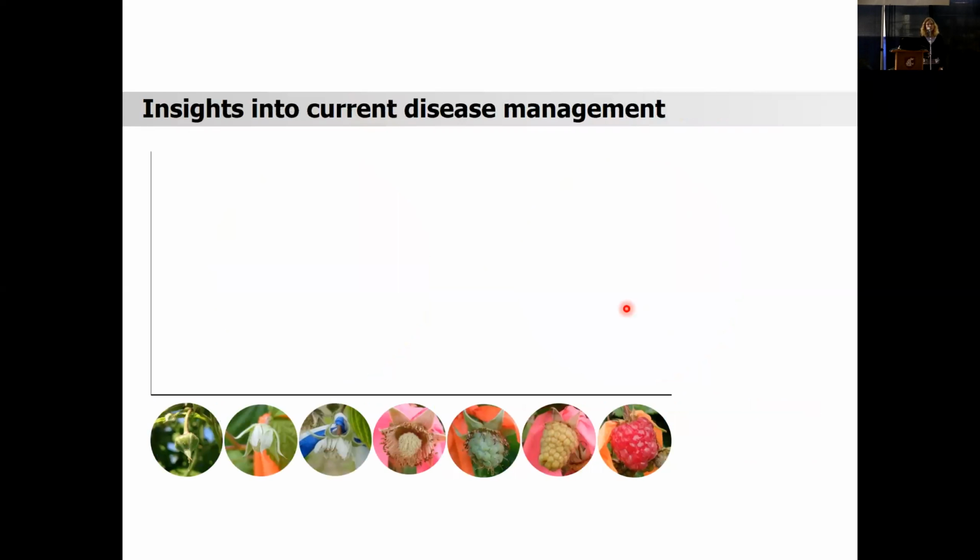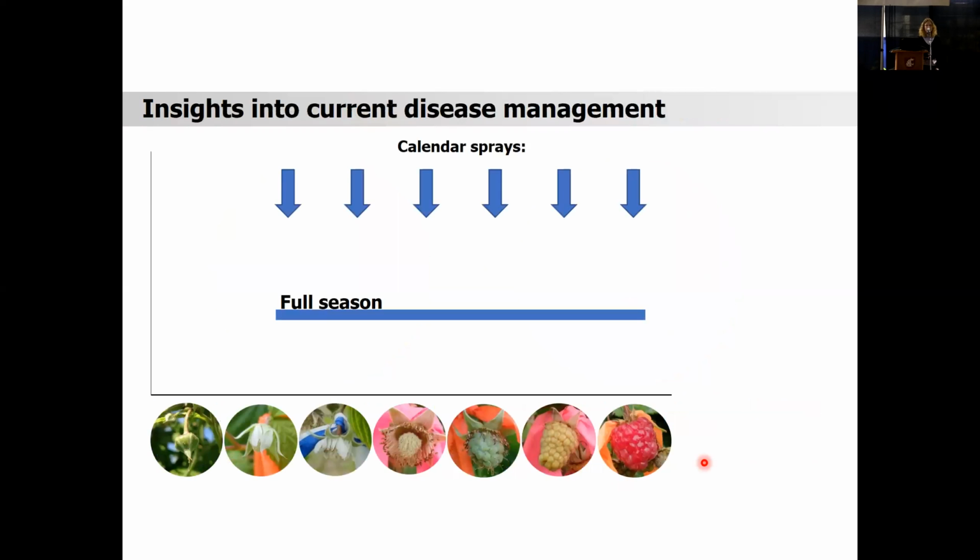If you look at the development of red raspberries that you can see here on the x-axis, for example, starting from closed green buds all the way to ripe fruit, the calendar basis sprays that I just talked about briefly would look something like this. It's also called full season fungicide programs, when fungicide applications, indicated by arrows here, are applied from the opening flowers on a calendar basis through the whole season.